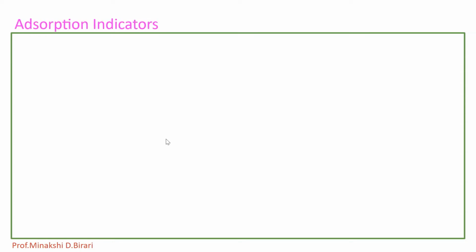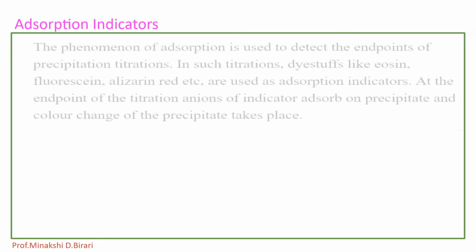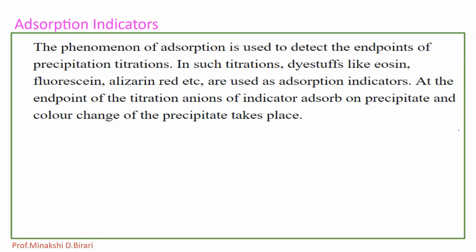Another application of adsorption is in adsorption indicators. So what are adsorption indicators? The phenomenon of adsorption is used to detect the endpoints of precipitation titrations. In such titrations, dyestuffs like eosin, fluorescein, alizarin red, etc. are used as adsorption indicators.